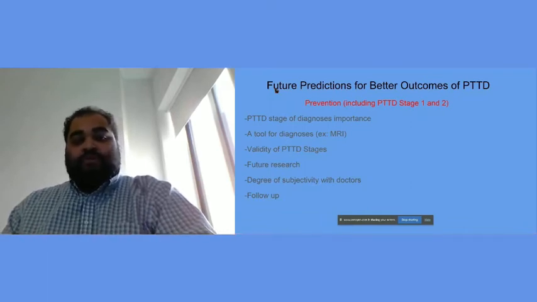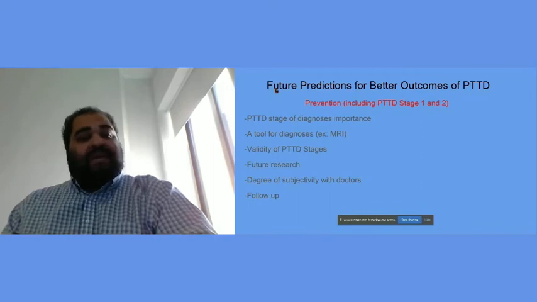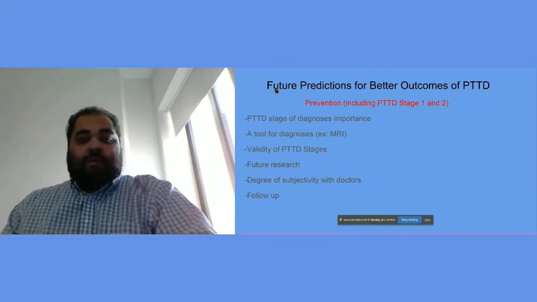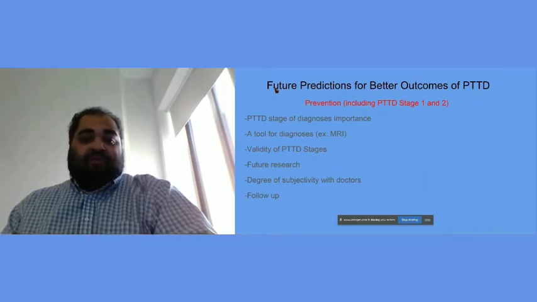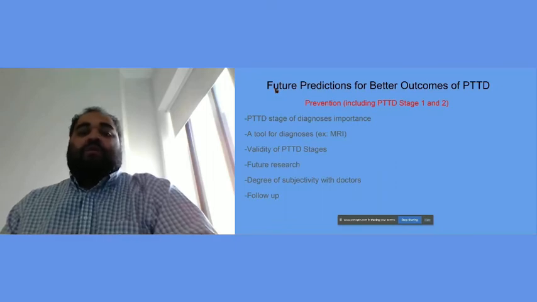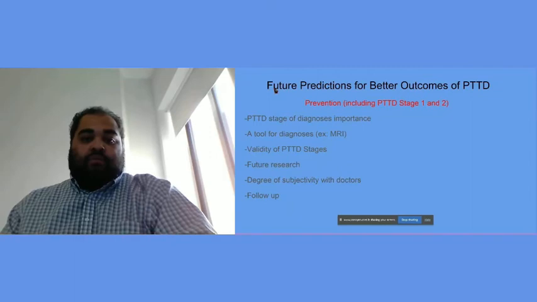A tool that's used for diagnosis presently is MRI, and it's predicted that better tools can help for earlier detection of PTTD and early diagnosis and also early treatment that would be beneficial overall for the outcomes of PTTD.